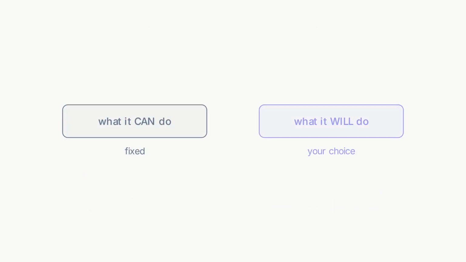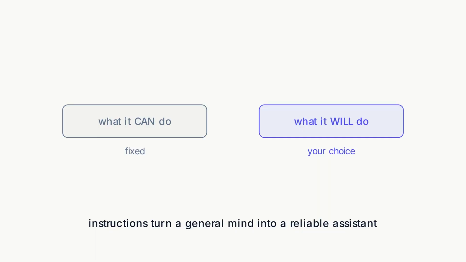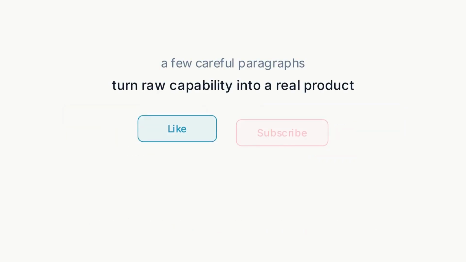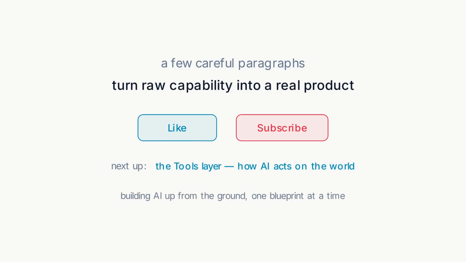And if you take one idea away, let it be this: you don't change what a model can do by writing a system prompt. You change what it will do. The raw intelligence is fixed, sitting there, the same for everyone. The instructions decide where all of it gets pointed. Learning to write them well is learning to turn a general, capable mind into a specific, reliable, trustworthy assistant. It's one of the highest leverage skills in the whole field. That's the power hiding in a message you never see. A few careful paragraphs that turn raw capability into a real, dependable product.